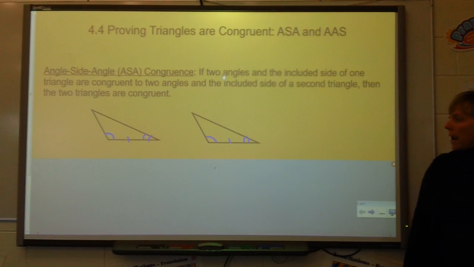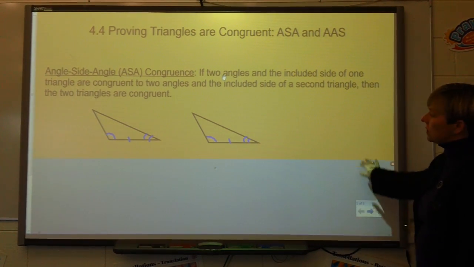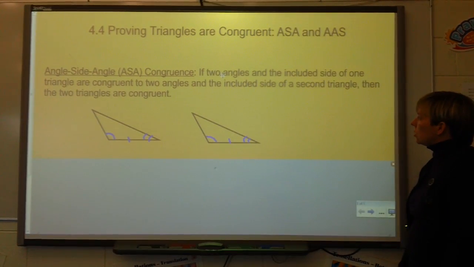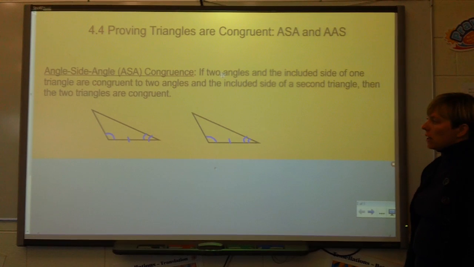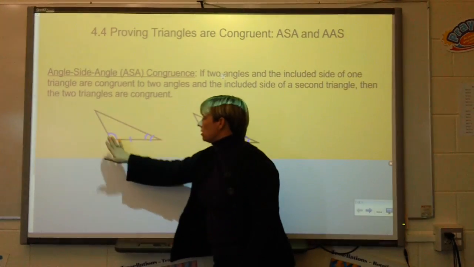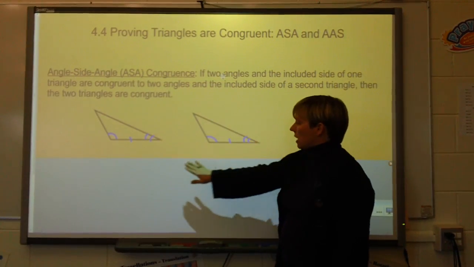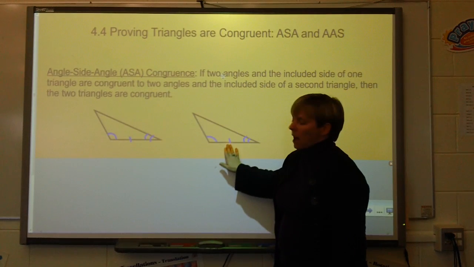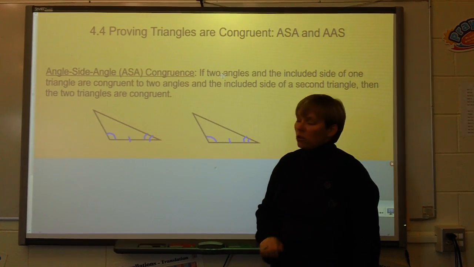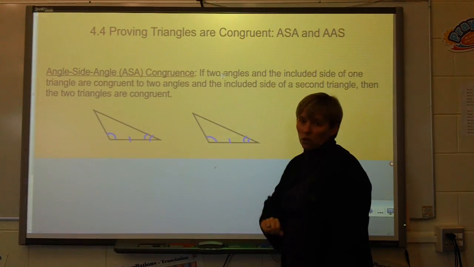Angle side angle, or ASA congruence, says if two angles and the included side of one triangle are congruent to two angles and the included side of a second triangle, then the two triangles are congruent. So if I have my figures here, if I know this angle is congruent to this angle, and this angle is congruent to this angle, and the included sides are congruent, then I can say they're congruent by angle side angle. When I read the figure, I've got angle side angle and angle side angle.